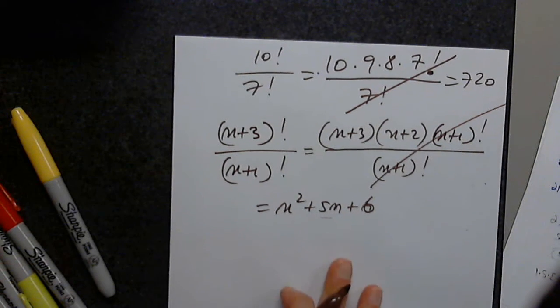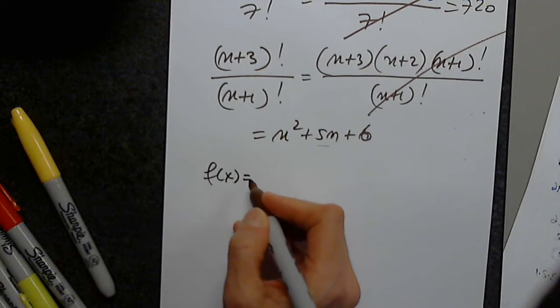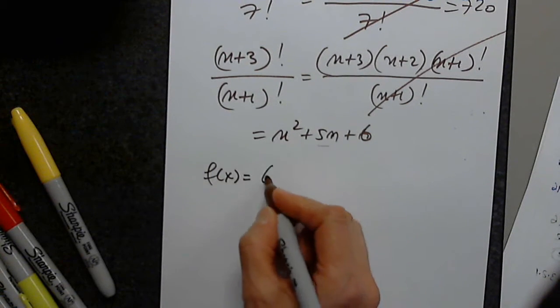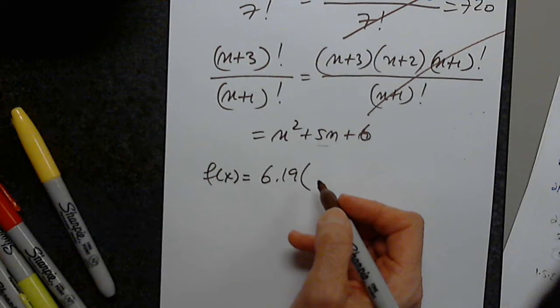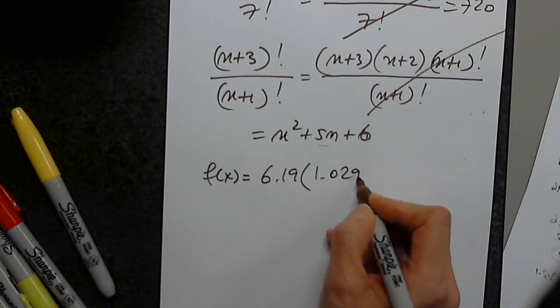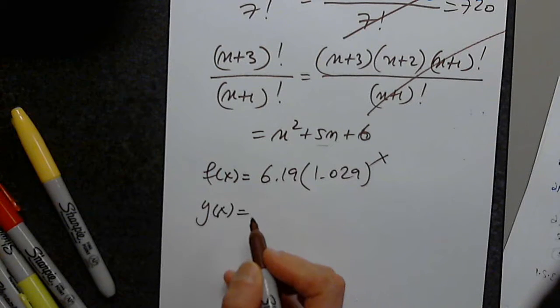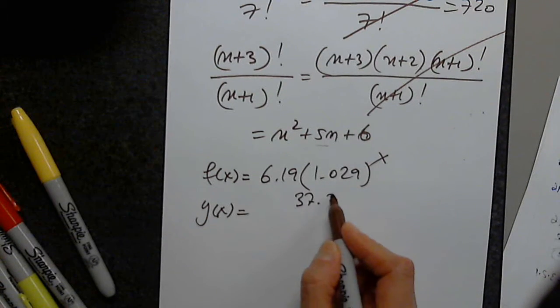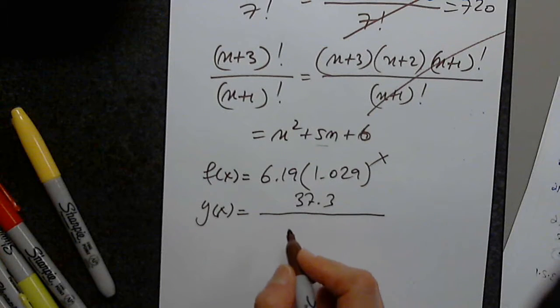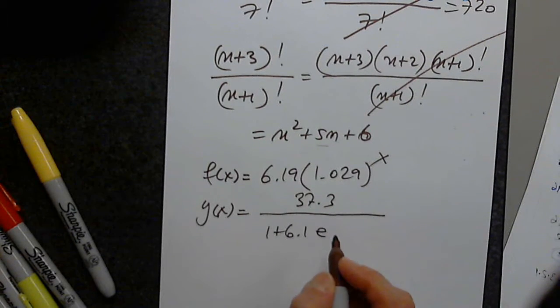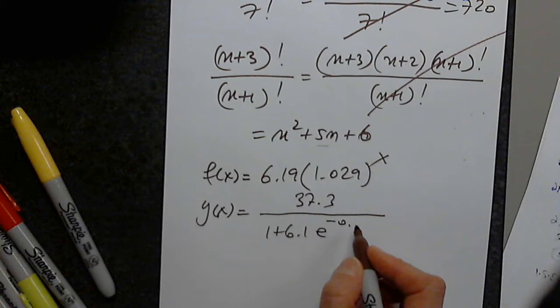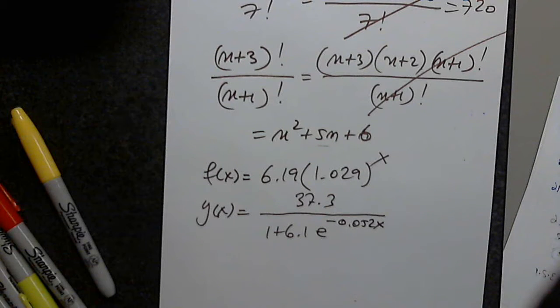Okay. So we were given two functions. F of x equals 6.19 times (1.029) raised to x, and the other function is 37.3 divided by (1 plus 6.1 e to the negative 0.052 x). So what are we doing here? What is the question asking us to do? We have to read the question carefully.